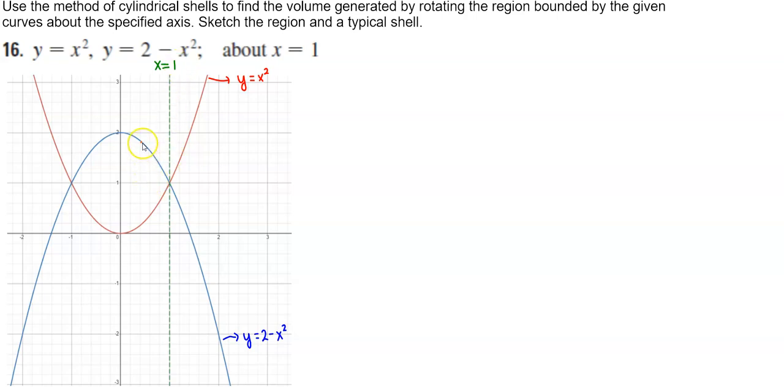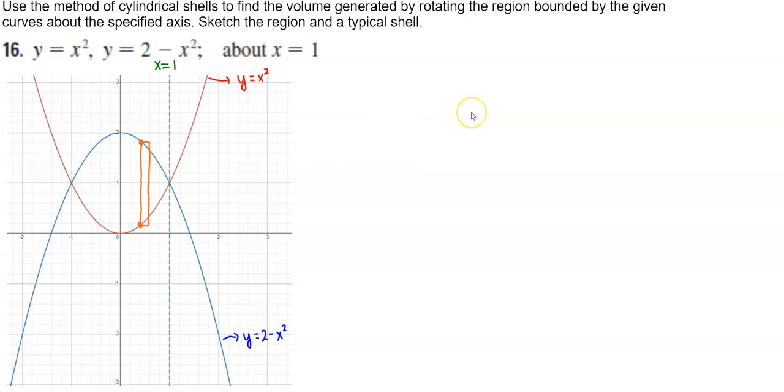Okay, so now we need to look at the two functions. If you take a look at these two functions, you have the height of this blue function, and then there's the height of the red function. And so we want to find the difference between those two. At that point on the graph, we want to create a cylindrical shell.